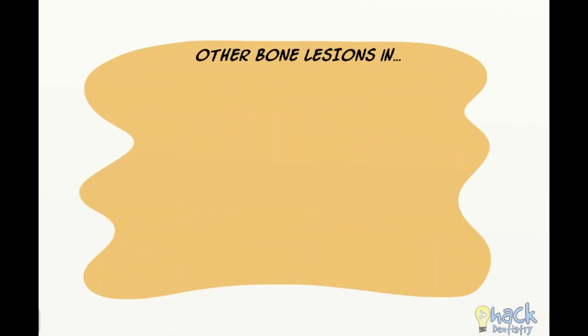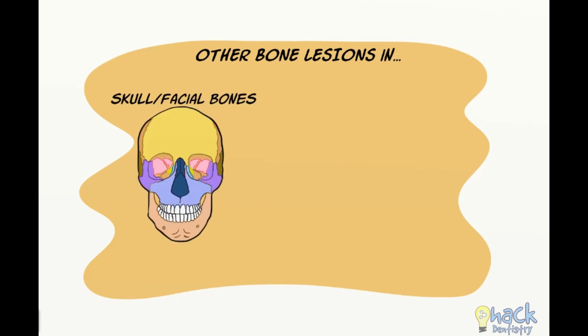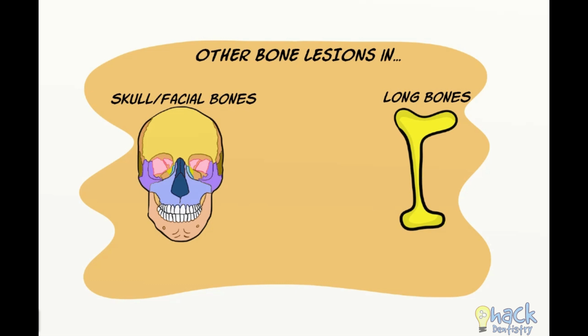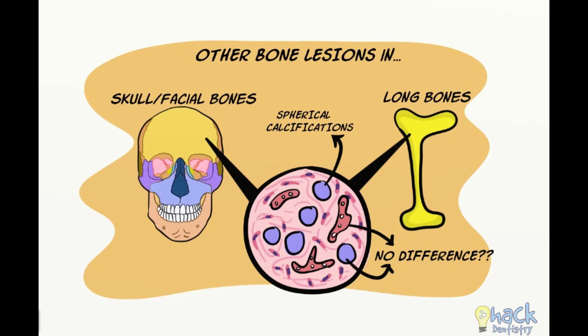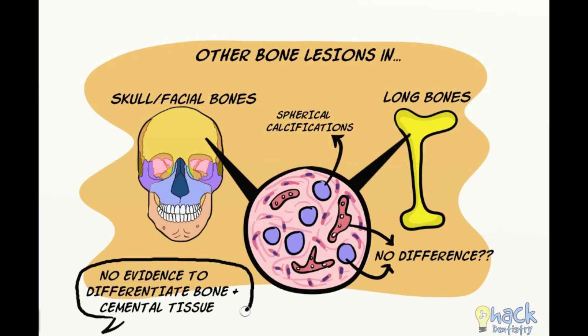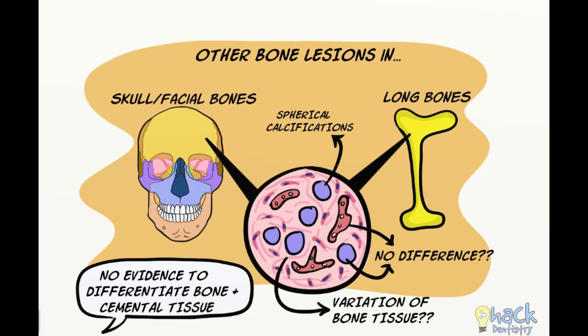However, it is known that certain bone lesions appearing in sites other than the jaw, like in the skull, the facial skeleton, or sometimes the long bones, may also exhibit basophilic cementum-like spherules or calcification. Moreover, pathologists and investigators, in spite of numerous studies, have not been able to distinguish between bone and cemental tissue. There is no sufficient evidence to differentiate them histologically. In fact, most contend the basophilic spherules of calcification to be a variation of bone tissue.